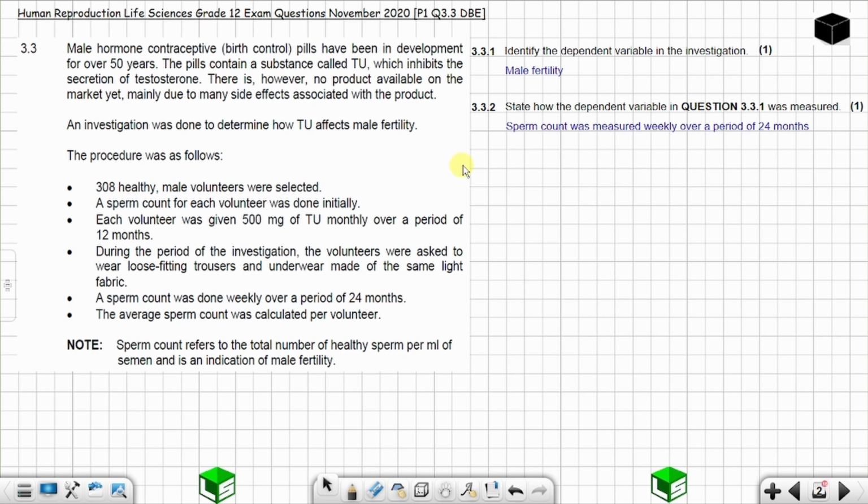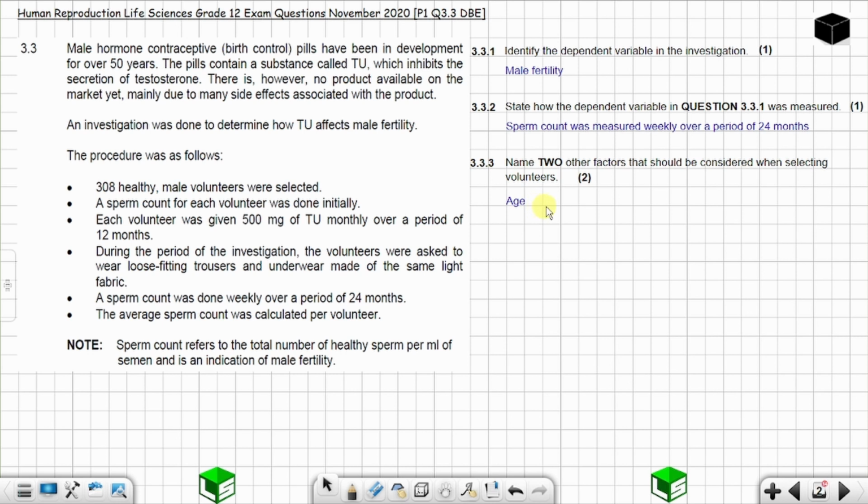Now question 3.3.3, name 2 other factors that should be considered when selecting volunteers. This question is 2 marks. One factor that we should consider when selecting volunteers is the age, because not all people of different ages will have the same sperm count. Male fertility is affected by age. The older the male, the lower the sperm count. So if we want to improve the result of our investigation, we have to take age into consideration.